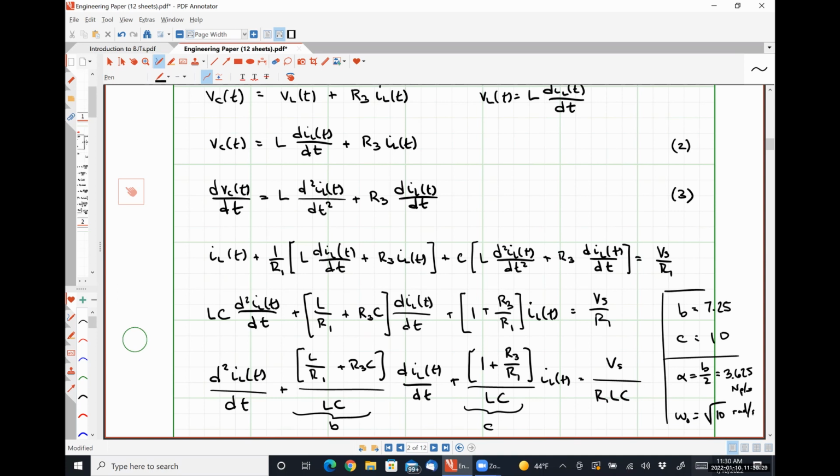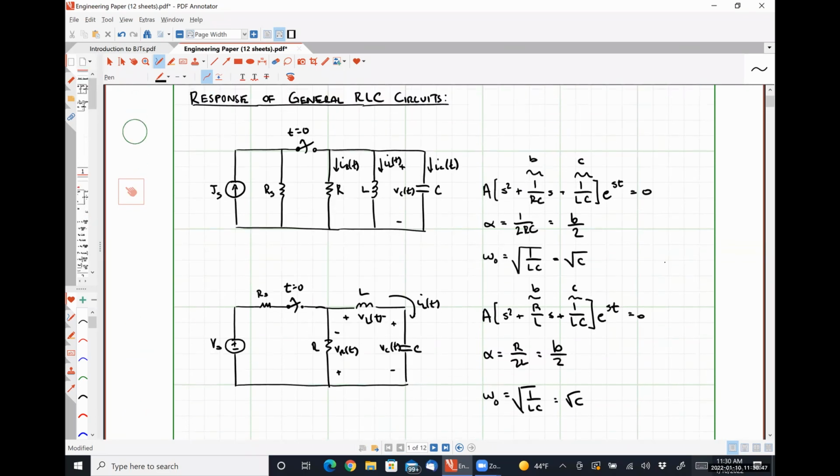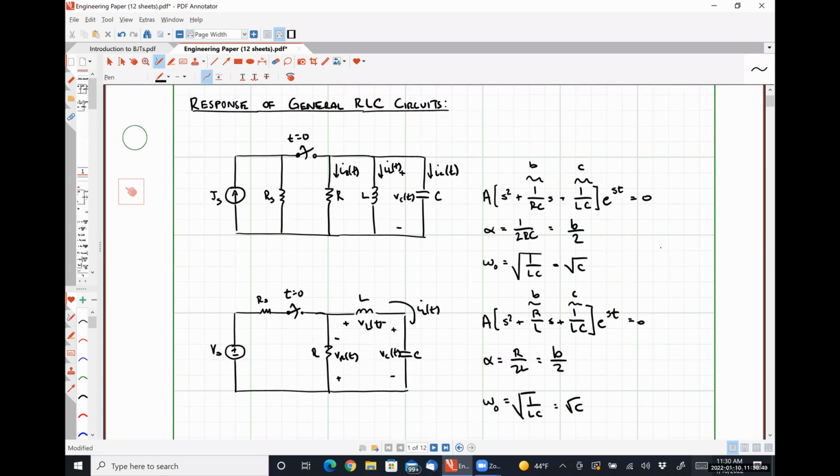And then from here, it's just the exact same things that we've done previously. Caleb, what's up? No. So if we scroll up here, maybe I. No. Yeah. So yeah, omega naught is just the square root of C.